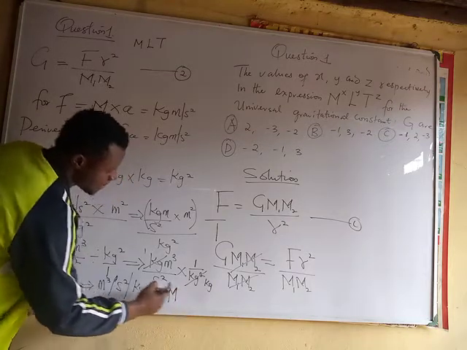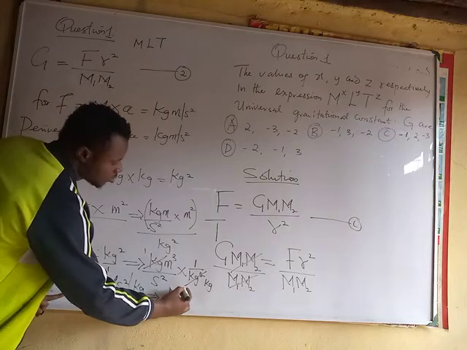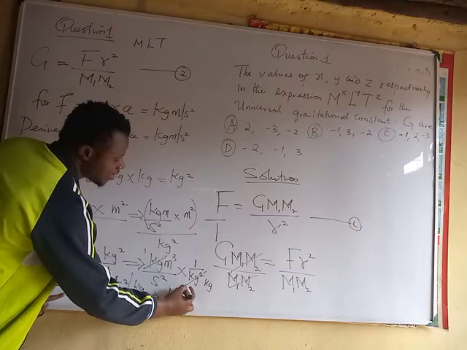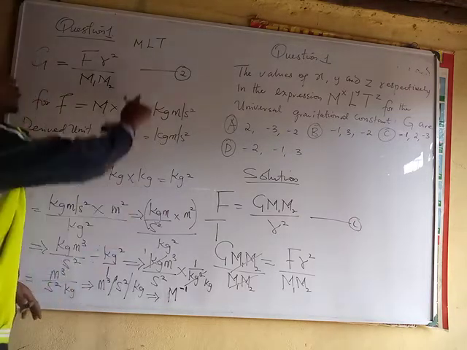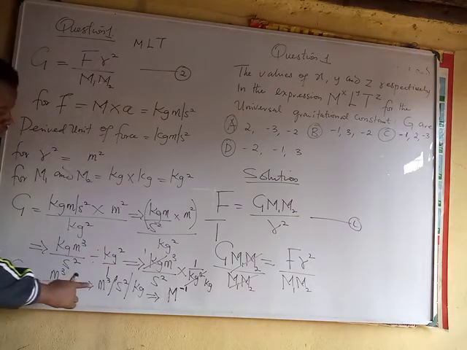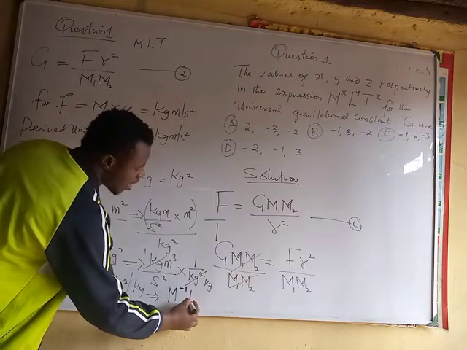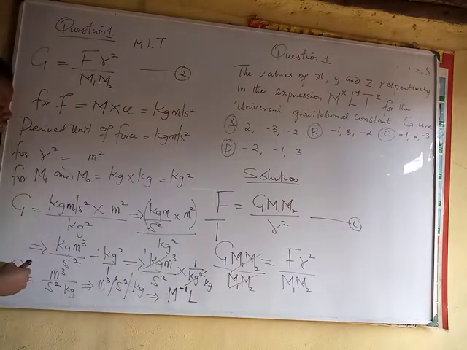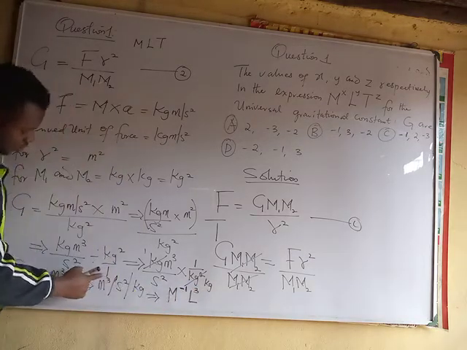So the mass we have here is M. And being the denominator, we are going to have minus 1. Then after the mass, followed by length. Length is measured in meter. So we have L, and the power of it is 3.